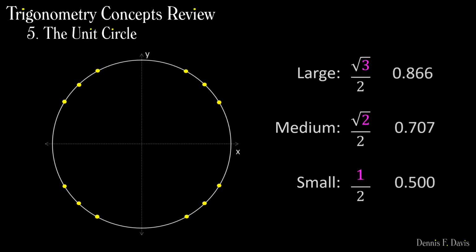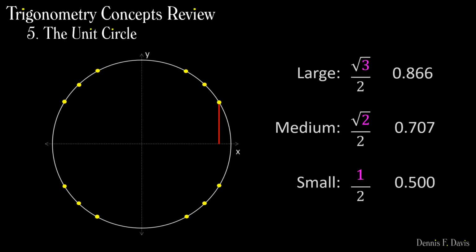Here are their approximate decimal values. I don't think you need to memorize these, just know the fractions corresponding to large, medium, and small. Let me show you where these fractions come from, because if I leave it out, someone will complain. We'll start with 1/2, which is the sine of 30 degrees.